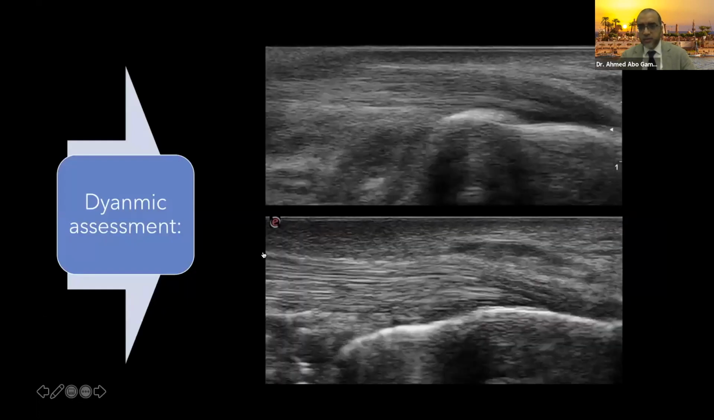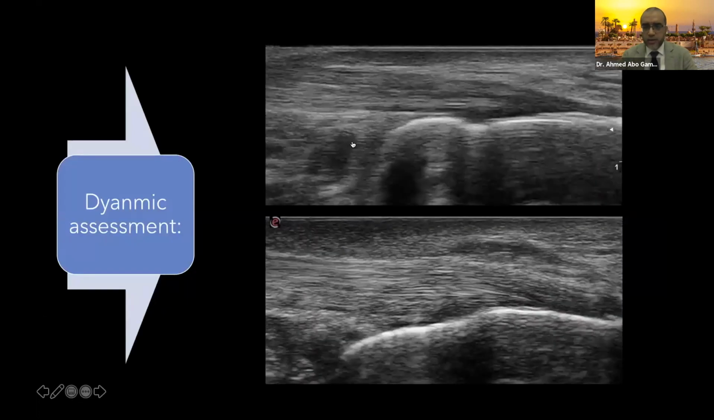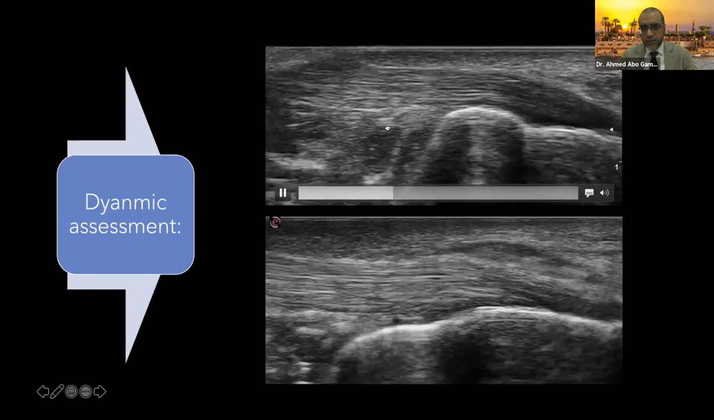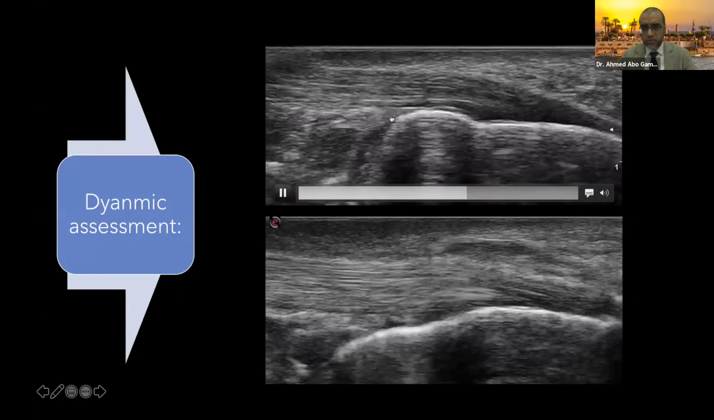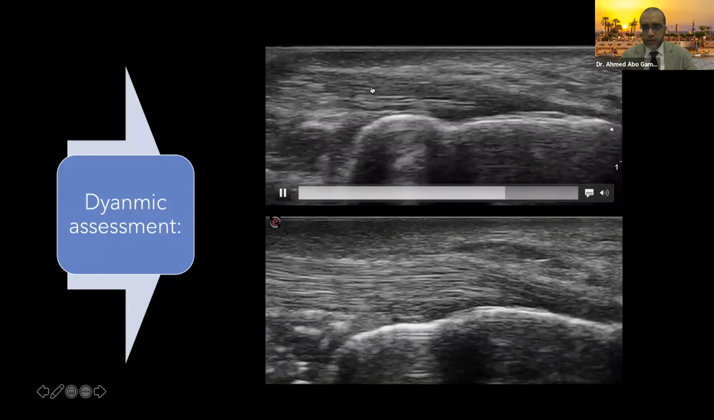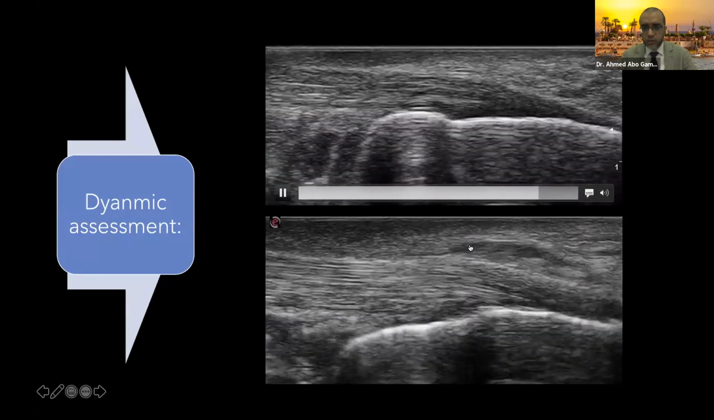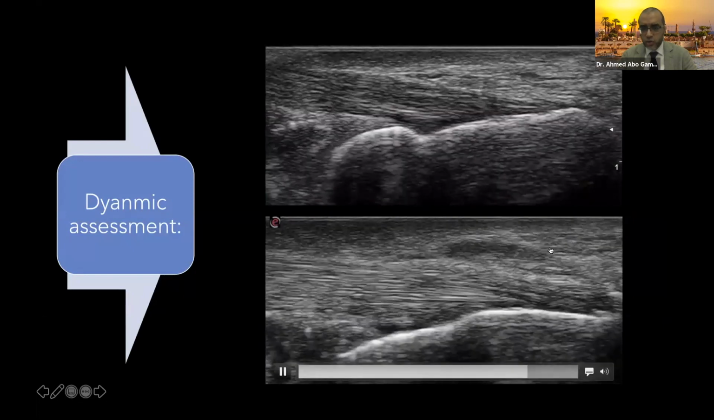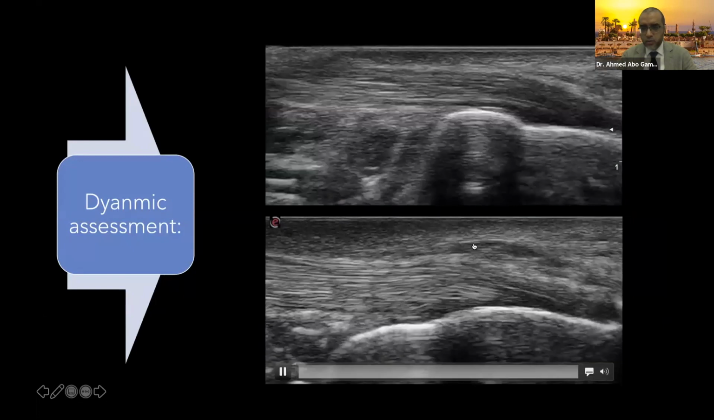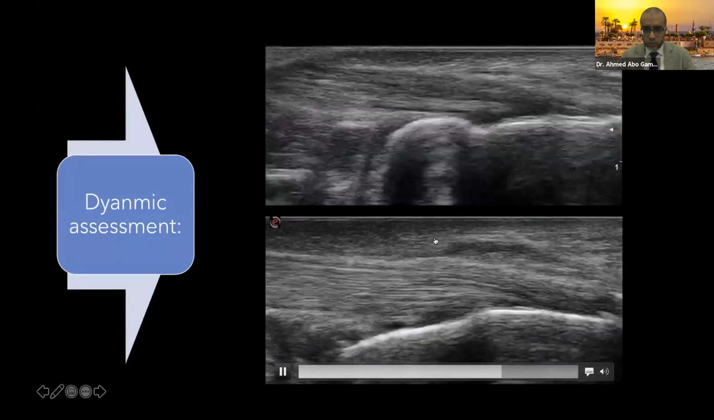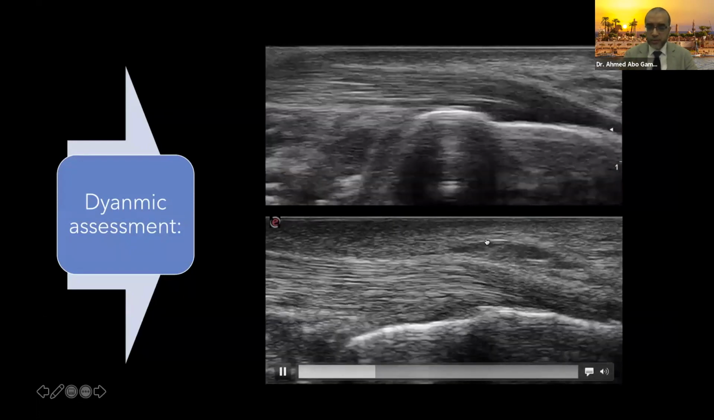Dynamic assessment is very important, and you can see the entrapment of the Kager fat pad deep to the Achilles tendon. This could be a cause of Achilles pain in some situations, and you can also visualize the distension of the superficial Achilles bursitis, which also appears during the dynamic examination. So we can figure out the cause of heel pain in such cases.